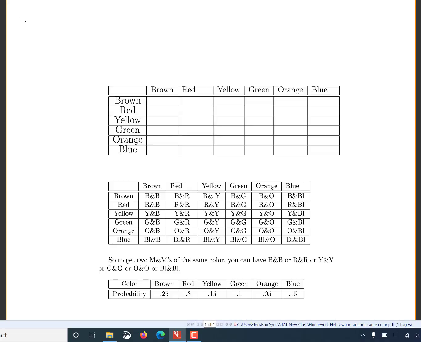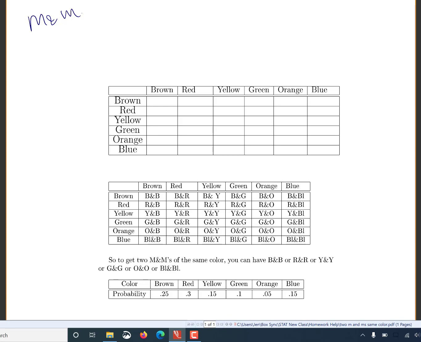In this homework problem, we had a bunch of M&Ms, and we're looking at the color distribution, and we know that M&Ms come in brown, red, yellow, green, orange, or blue for this problem. Okay, and it asks, what's the chance that if we draw two M&Ms, we get them to both be the same color?